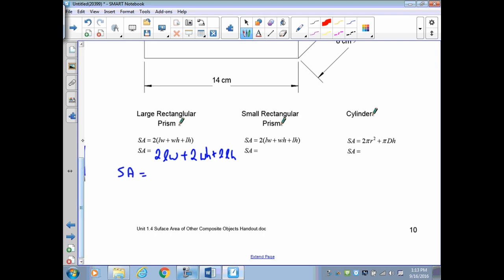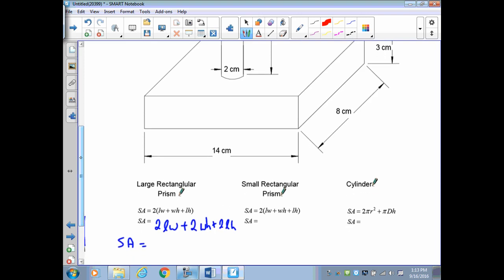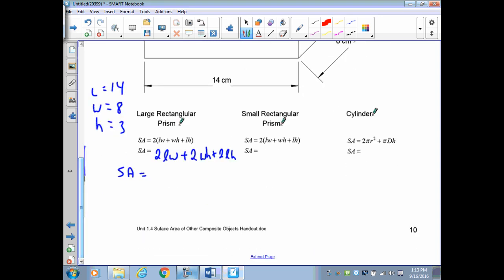So take a look and pull up your, the length is equal to 14, the width is equal to 8, and the height is equal to 3. So just put the numbers in. 2 times 14 times 8 plus 2 times 8 times 3 plus 2 times 14 times 3. When you do the calculations of all of these together, you should get 356 centimeters squared.